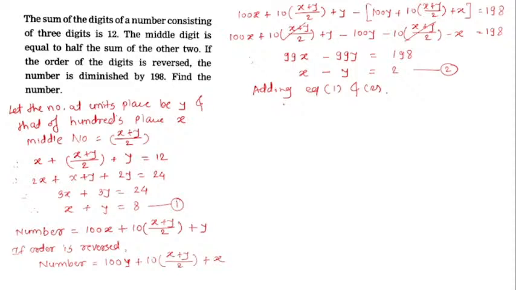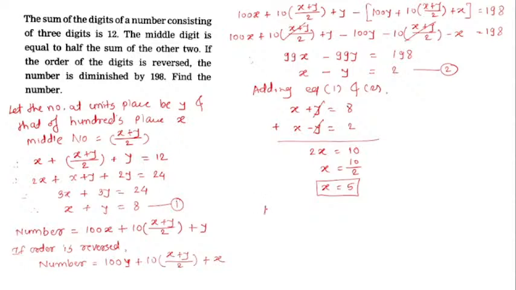The first equation is x plus y is equal to 8 plus x minus y is equal to 2. Now we have to add this, so plus y minus y will get cancelled, x plus x, 2x is equal to 8 plus 2, that's 10. So x is equal to 10 divided by 2, that means x is equal to 5. So this is the value of x. By substituting this value of x in equation 1 or equation 2, we can get the value of y.